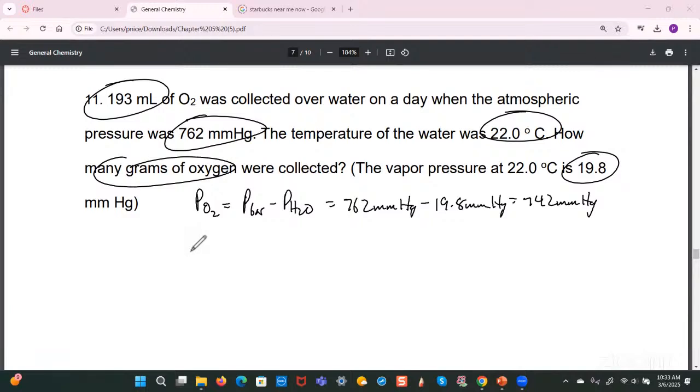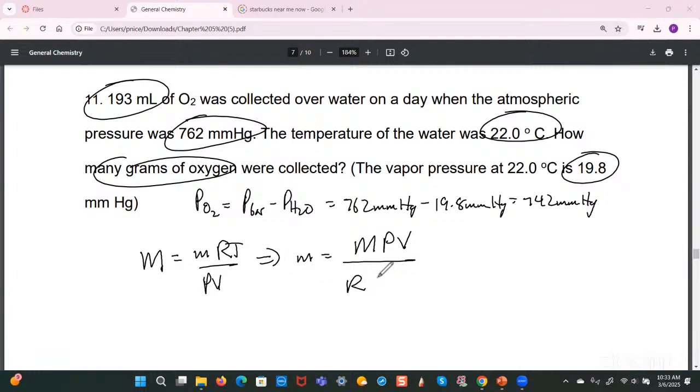Now, there's one equation that we met before, which is M, the molar mass of the gas, is equal to lowercase m, which is the mass in grams, divided by RT over PV. Remember that equation, right? We can rearrange this to solve for lowercase m, which is what the question is asking for. So lowercase m would be equal to molar mass times pressure times volume over RT. And then all we have to do is put the numbers in.